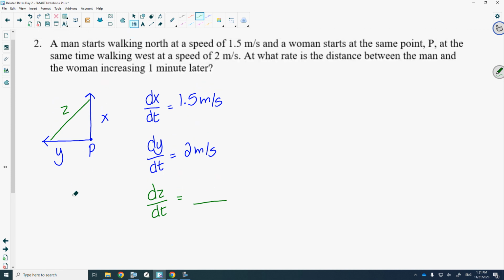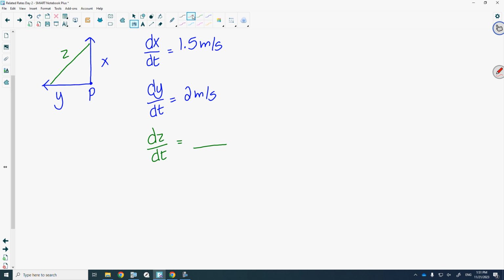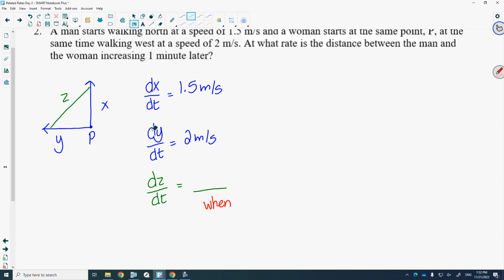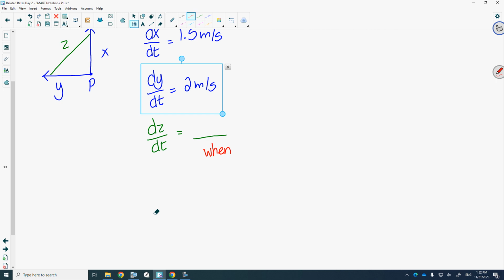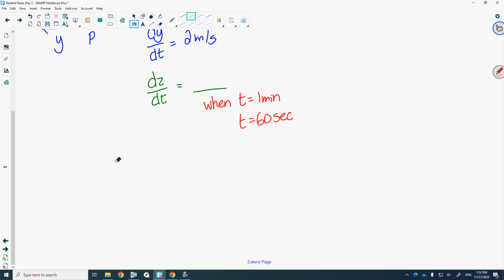Okay. So then it says, at what rate is the distance between the man and the woman increasing 1 minute later? So they want to know dz dt, and they want to know that rate when, and they're not giving me a distance this time, they're actually giving me a time. So when time is equal to 1 minute. Now, looking at this question, what units should time be in? Seconds. So I'm going to change that to 60 seconds. Okay, so here's how we're going to figure this out. I want you to draw that little triangle. So here was point P.